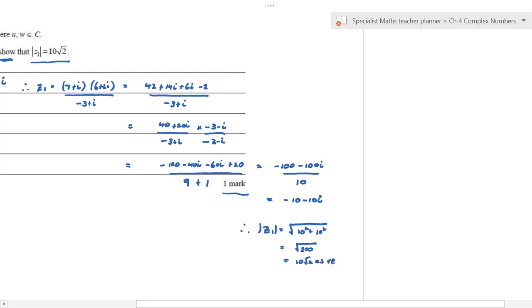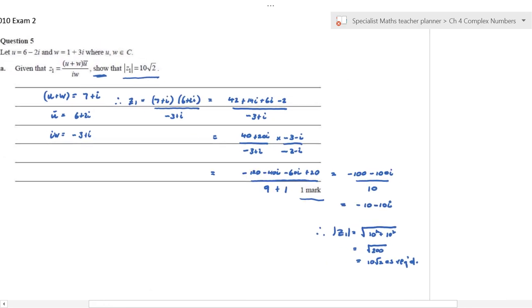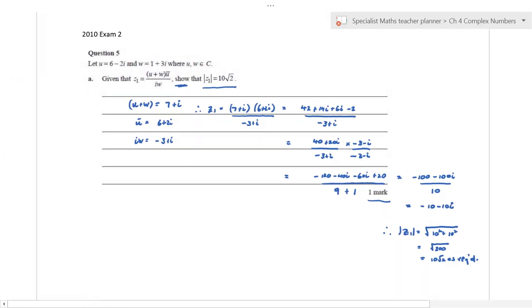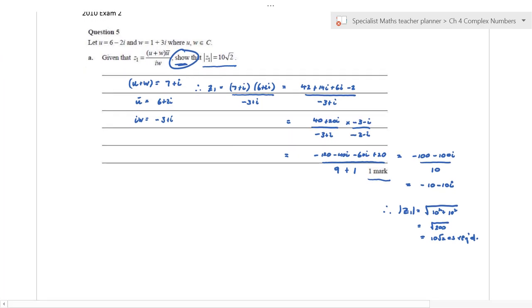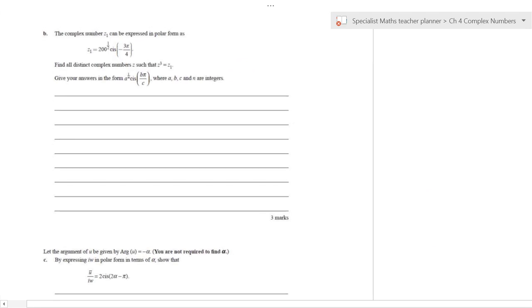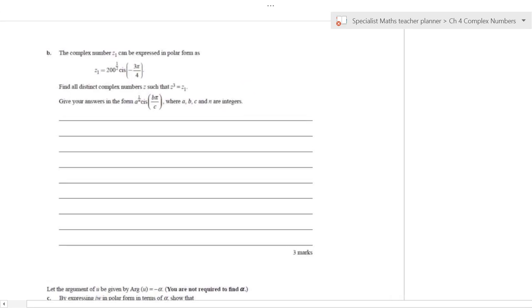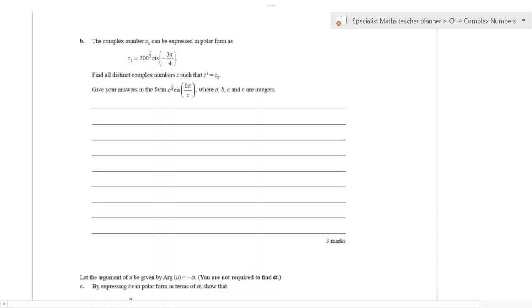A lot of work for 1 mark. But just remember, you've done all of this. Whenever you're asked to show something, it's probably because you need to use it later. Okay, so just remember that. And it might not be part B. Okay, we're looking at part B now, and it's saying the complex number can be expressed as this. Find all of the distinct roots.